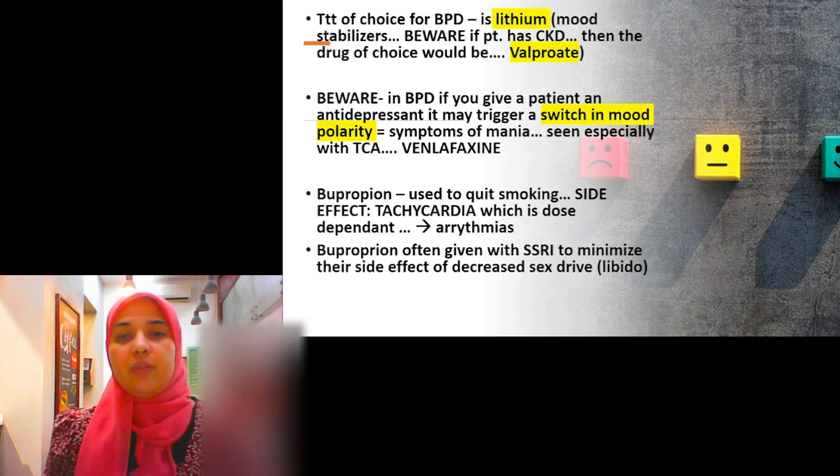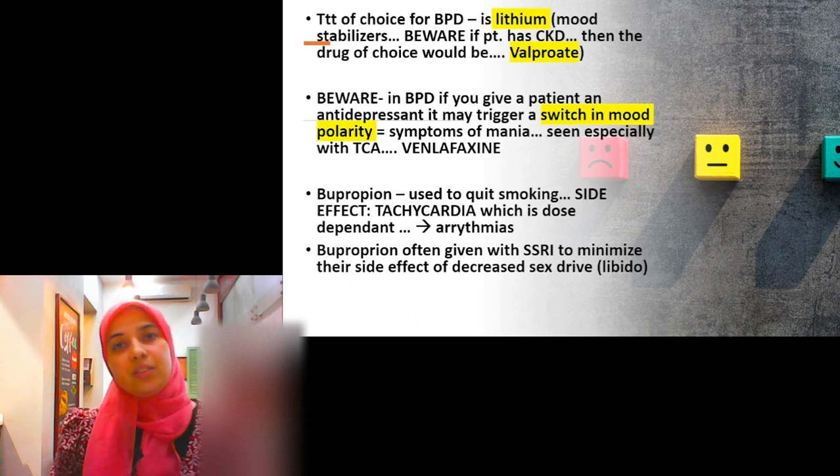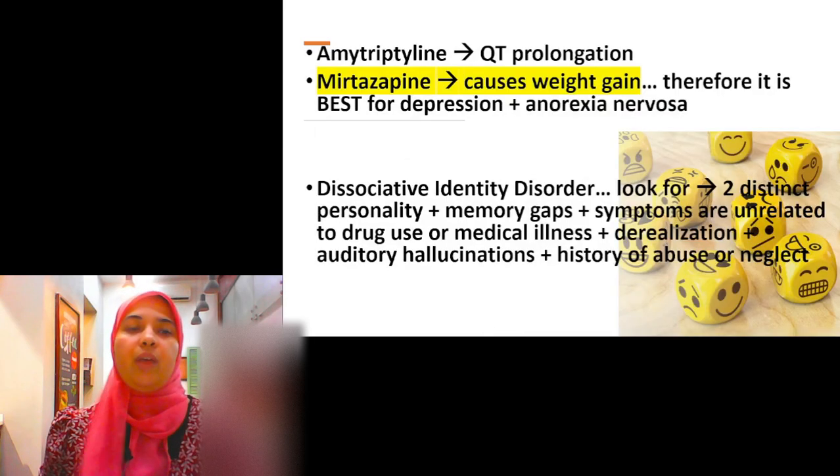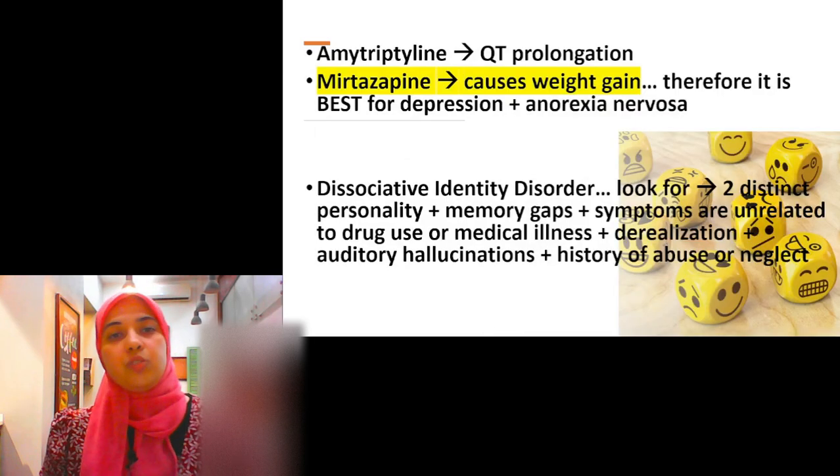It is often given with SSRIs to minimize another side effect, which is decreased sex drive. Another word for that is libido. Next, you have amitriptyline, which is another drug that can cause QT prolongation.